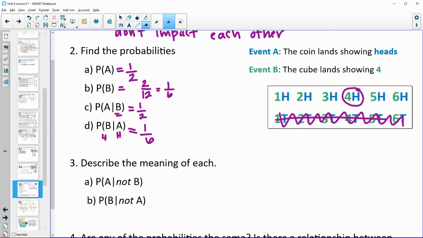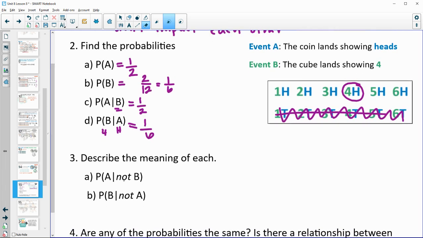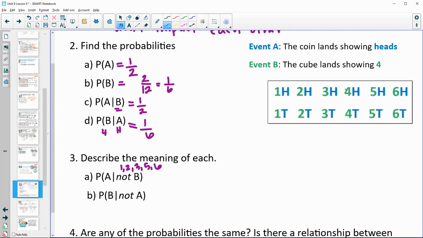Okay, so then looking at number 3, it says describe the meaning of each of these. Not B means that it's going to be not a 4. This means we know it's a 1, 2, 3, 5, or 6. So what's the probability that we get a heads with one of those options? We now know that it is not a 4, so we understand that this is out of play. What's the probability that it is a heads? Well, that's still 5 out of 10 times. So this is still a 1/2 probability.